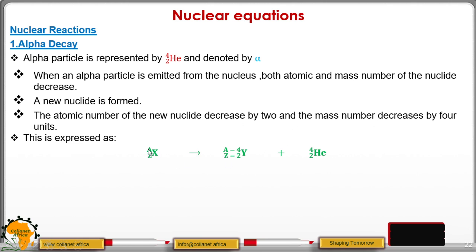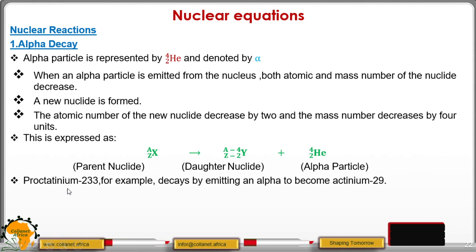So you have the mass number represented by A and the atomic number represented by Z. The mass number is reducing by 4, so this will be A minus 4. Then the atomic number will be Z minus 2, and our equation must be balanced, so we have to write our alpha particle here that is emitted. The original is called the parent nuclide, then the new nuclide we call the daughter nuclide, and then we have an alpha particle.